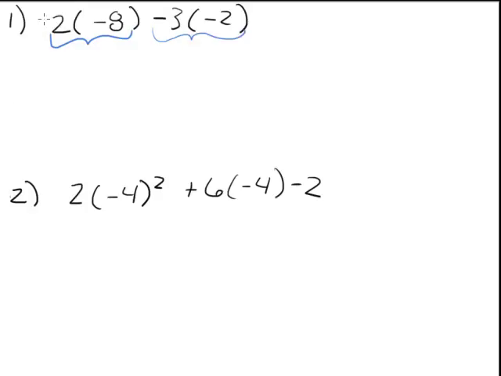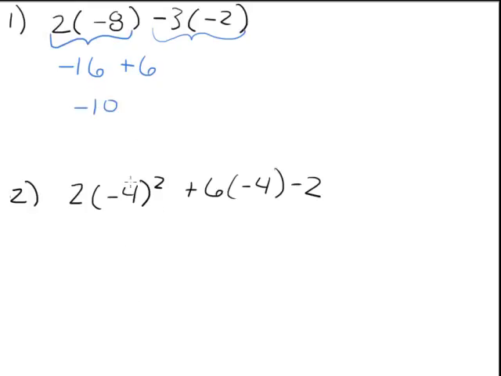So 2 times negative 8 is going to give me negative 16. Then negative 3 times negative 2, a negative and a negative will give me a positive. 3 times 2 is 6. Negative 16 add 6 is negative 10.